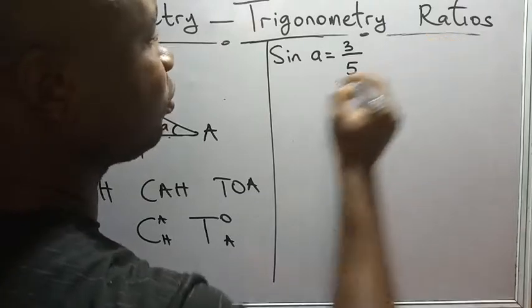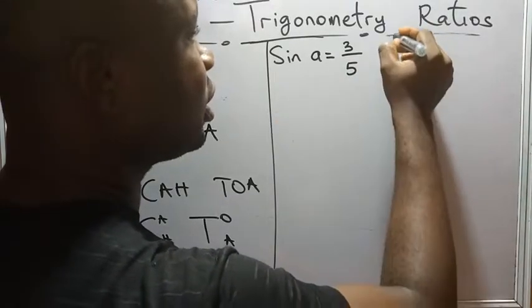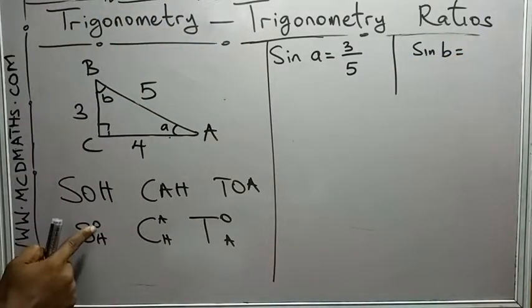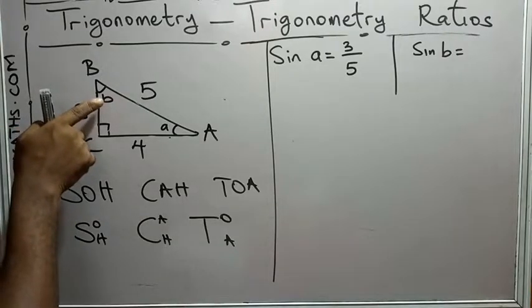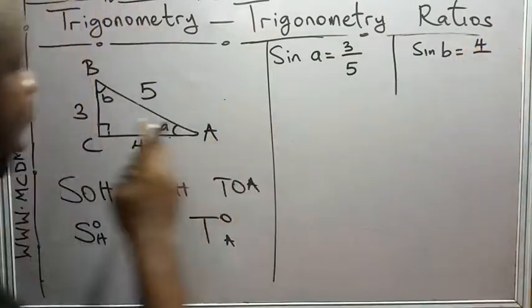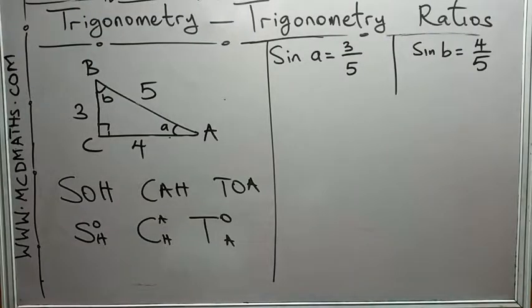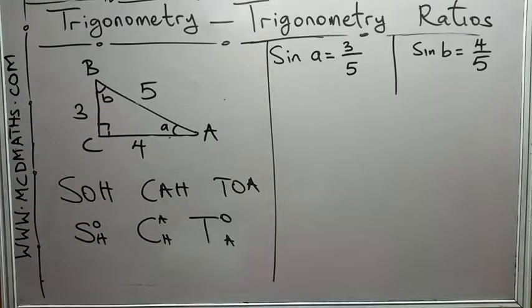Sine B, okay, let's put it this way. Sine B, which is still opposite over hypotenuse, but now the opposite changes. For sine B, the opposite becomes 4 over the hypotenuse, which is 5. Now the hypotenuse remains the same, but you can see that the opposite changed. The formula remains the same, but the figures change because the opposite changes.